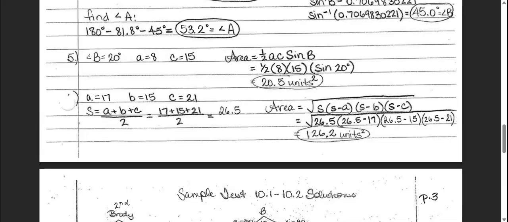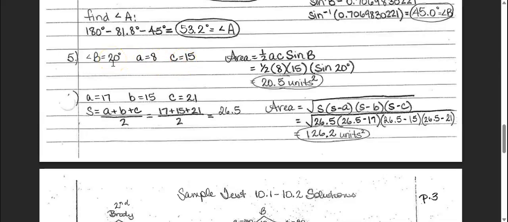So for number 5, they asked me to find the area, and they gave me angle B, side A, and side C. Okay, so if I draw this out on a triangle, if you look at your formula sheet, you have an area formula for a side angle side and a side side side. This is obviously not a side side side. I have an angle right here, right? If you draw this out on a triangle, that is going to be a side angle side, right?